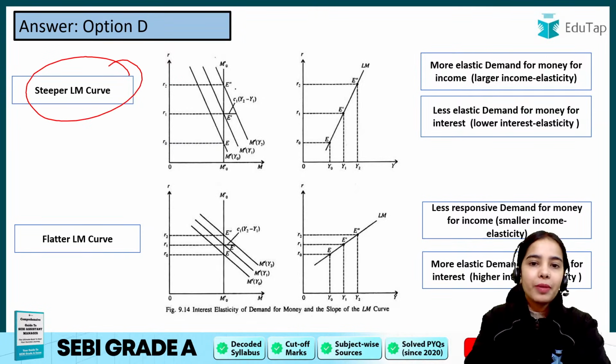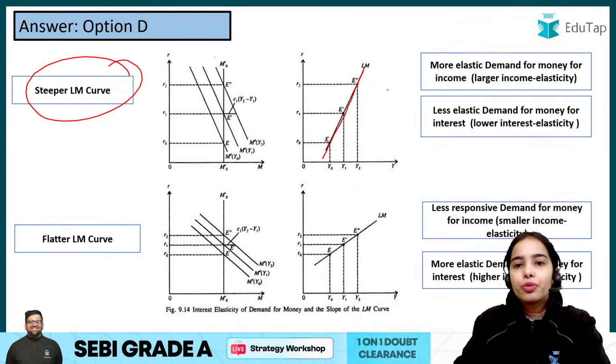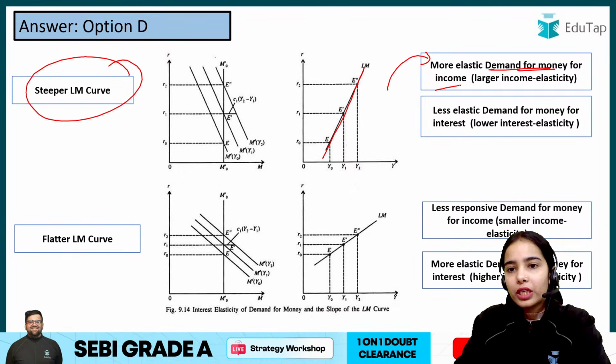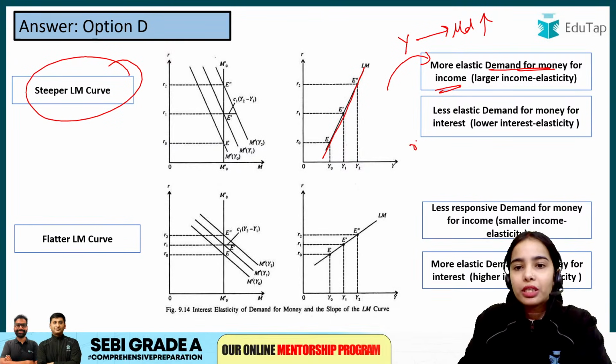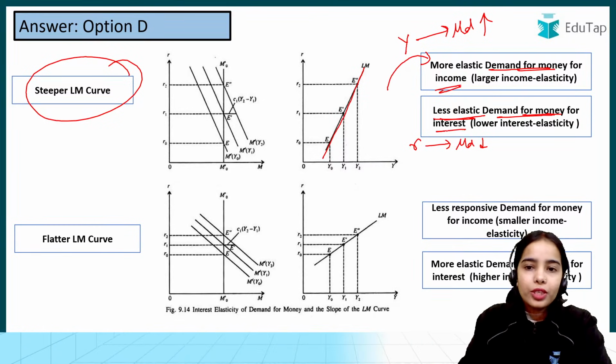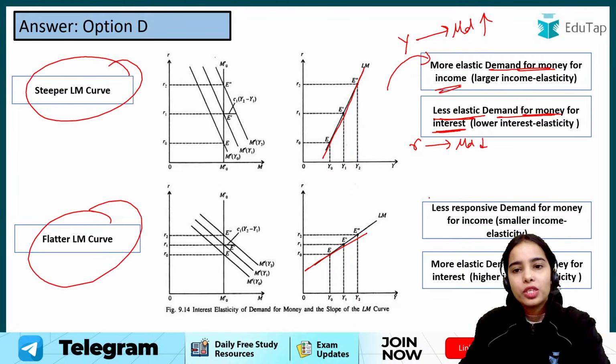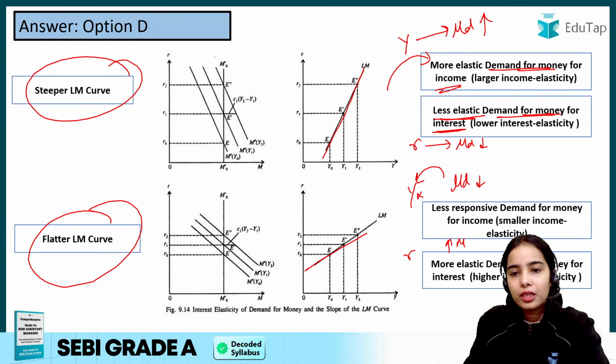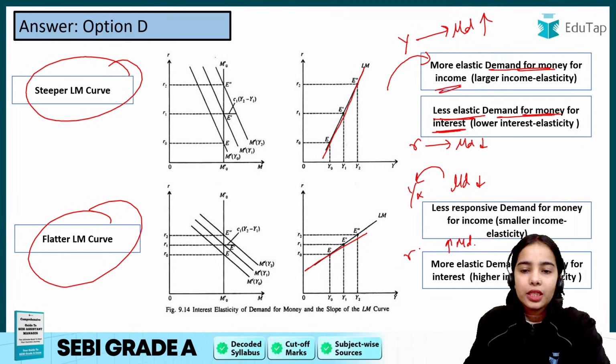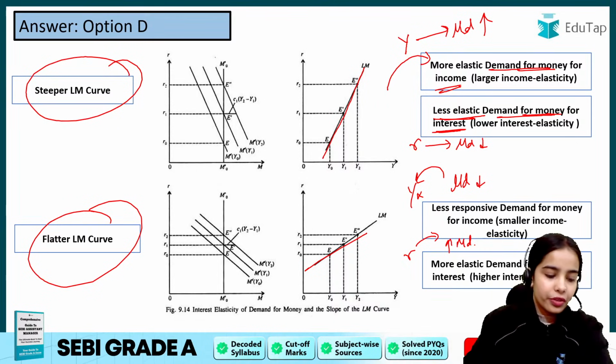So if we want a steep LM curve, there should be more elastic demand for money with respect to income. That means with income, demand for money should change more, and with the rate of interest, demand for money should change less. If you want a flat LM curve, the opposite will happen. There should be less elastic demand for money with the level of income, and more elastic demand for money with the rate of interest. The demand for money changes a lot with the rate of interest.